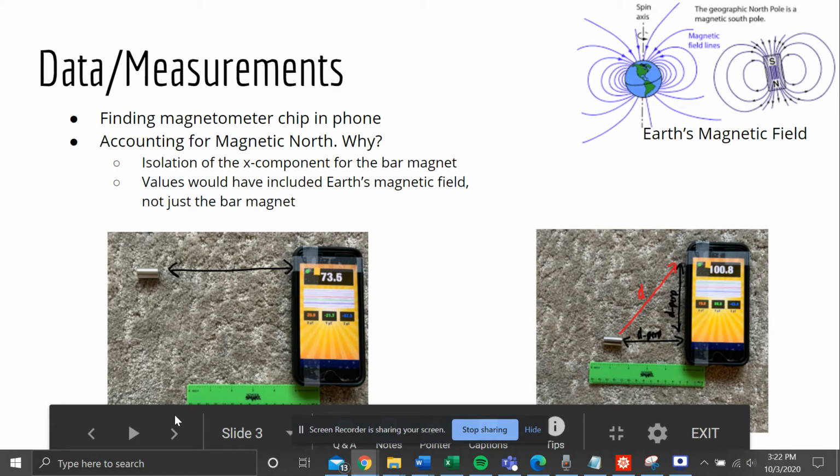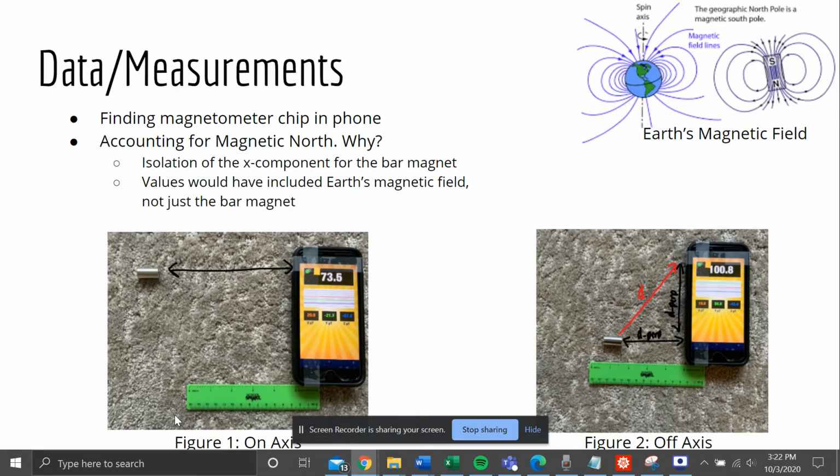In order to measure the distance between the bar magnet and the magnetometer chip in our phones, it was first crucial to account for magnetic north. This meant aligning our phones in a position where the x component of the magnetic field was approximately 0, while the net magnetic field was 48 microteslas for those of us in Atlanta. This was crucial because if the x component had not been isolated, results would not have accounted for Earth's magnetic field in the x direction, and our values would not have accurately represented the magnetic field from just the magnet.